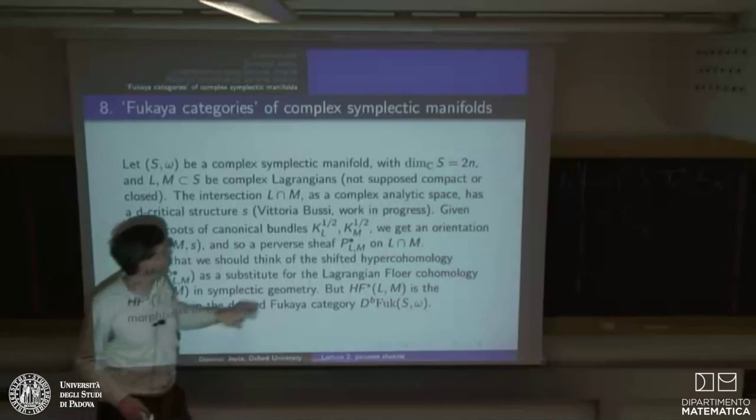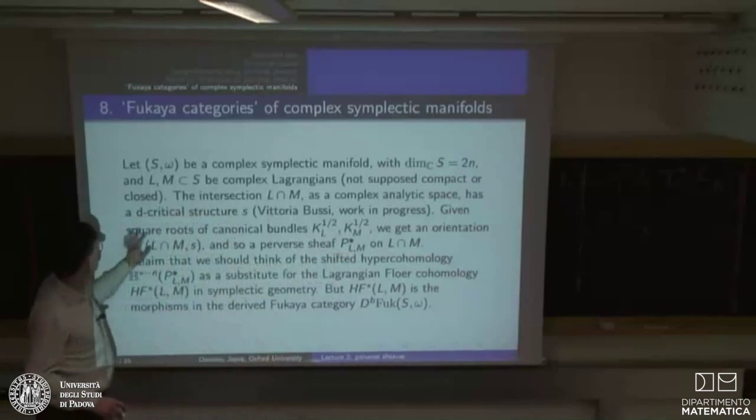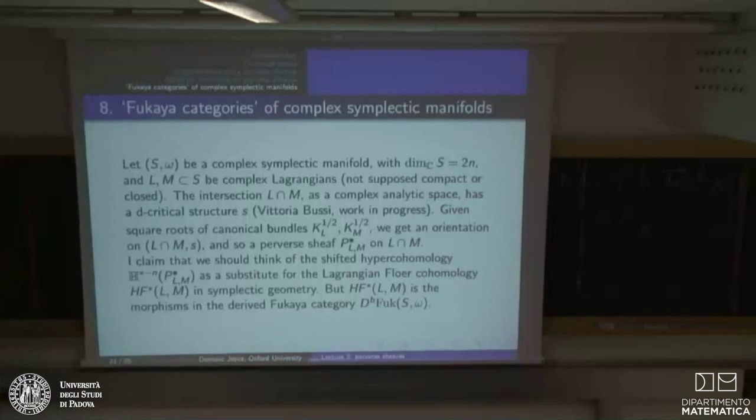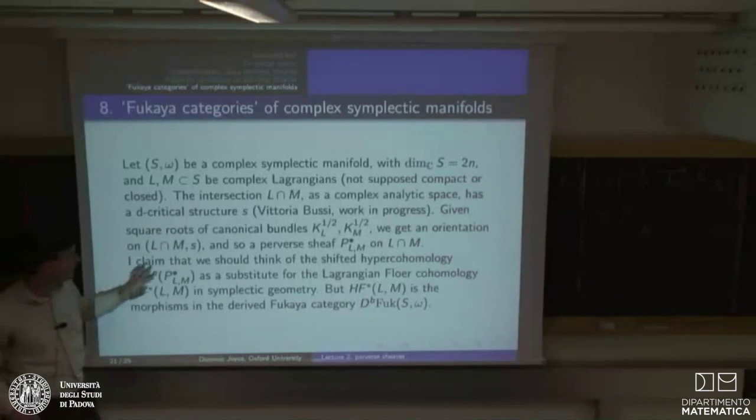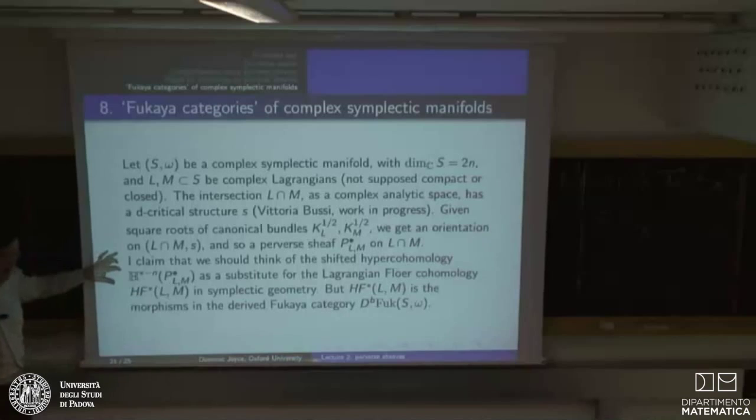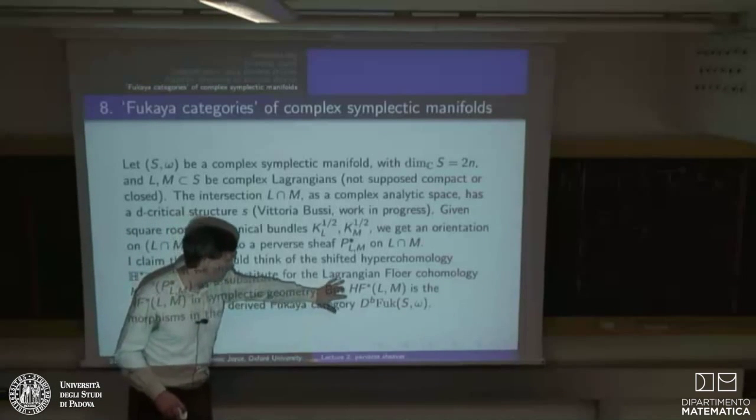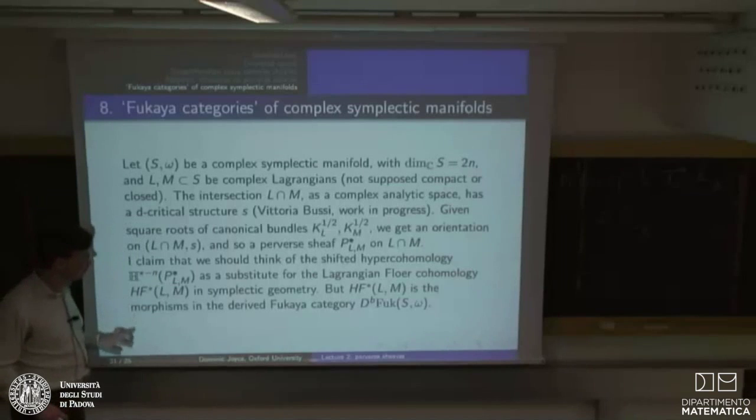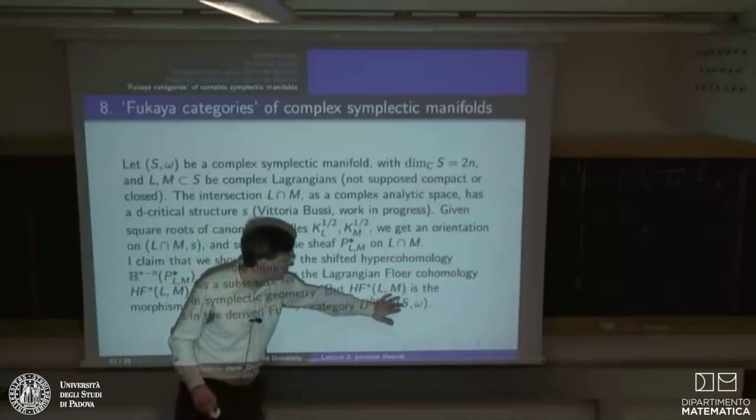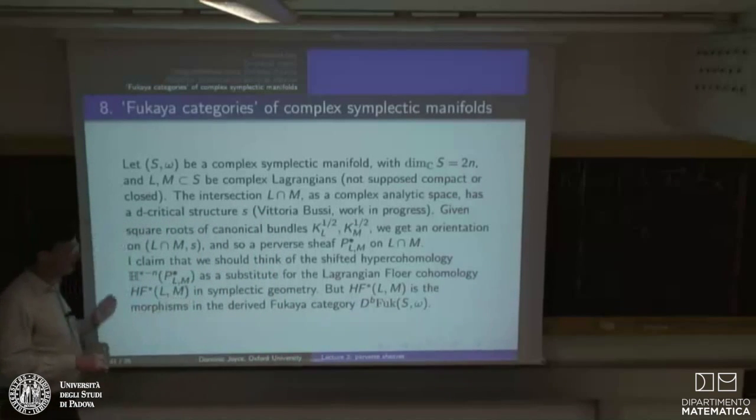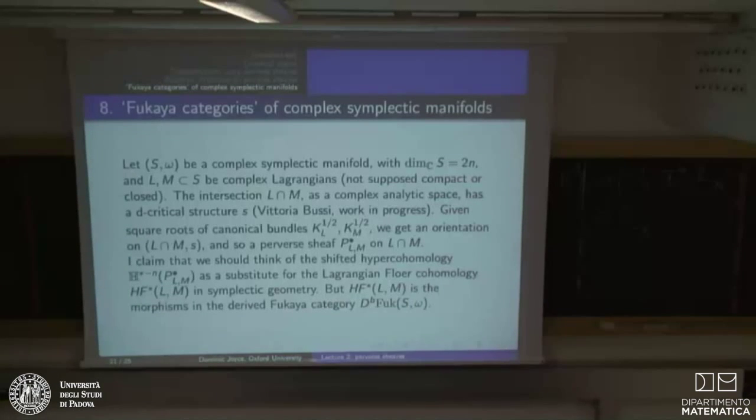If we choose also square roots of the canonical bundles, we get an orientation on this d-critical locus, and therefore a perverse sheaf on it. And I claim that we should be thinking of the shifted hypercohomology H star minus N of this perverse sheaf as a substitute for the Lagrangian Floer cohomology in symplectic geometry. But this Lagrangian Floer cohomology gives the morphisms in the derived Fukaya category of S and omega, at least if we were doing things in the real symplectic world.